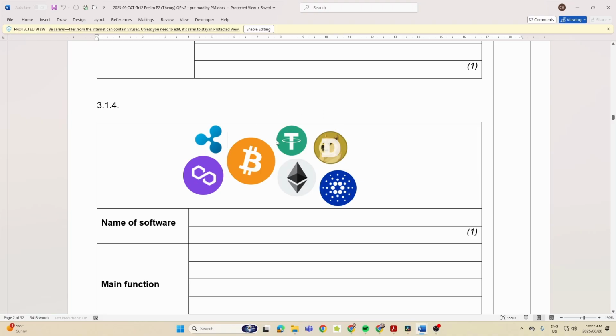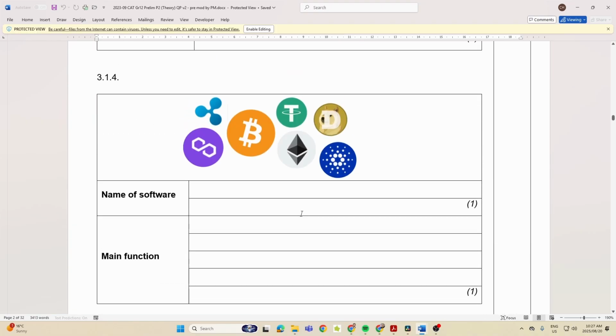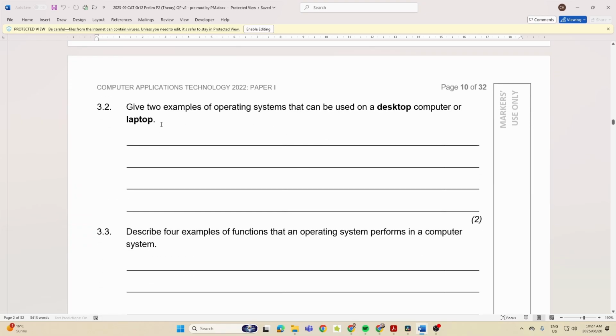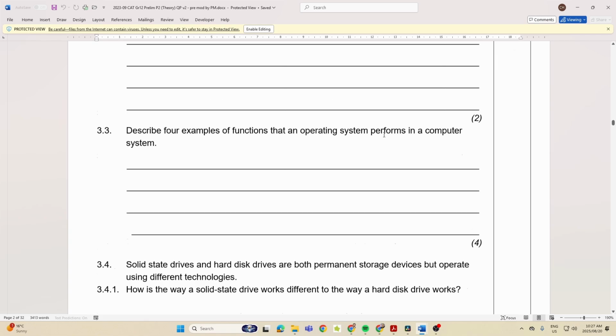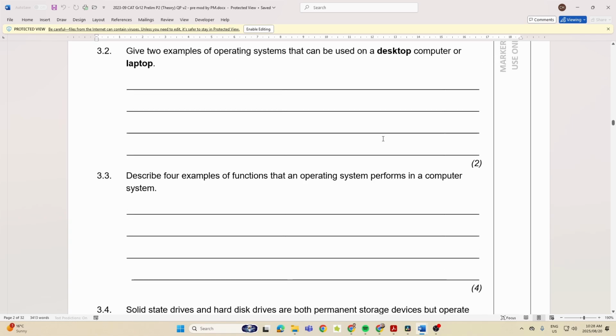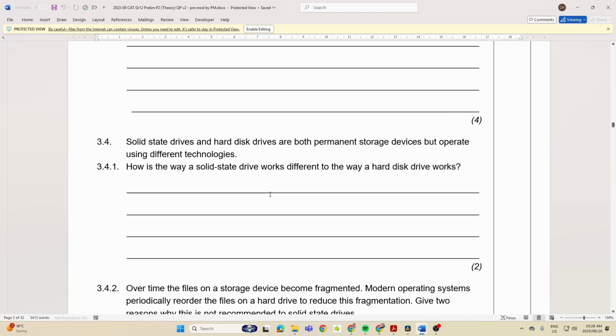This, you can see this is all related to cryptocurrency. So can you see the type of things that can actually come up? And that was just 2023. Then we have 2 examples of operating systems that can be used on a desktop. I mean, you can use any examples over there, from Windows to iOS, whatever it is. Okay. Then describe 4 examples of functions that an operating system has. That's grade 10, the functions of the operating system.